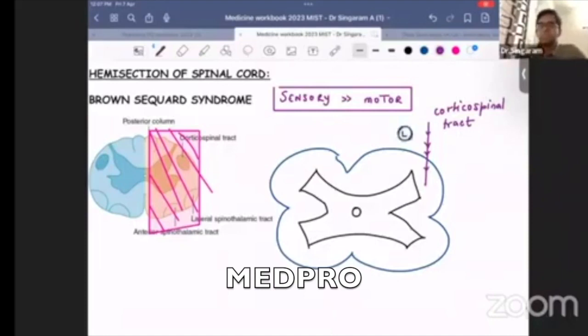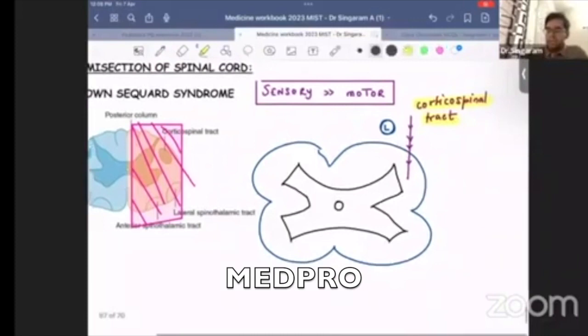Now, this corticospinal tract is carrying sensations for the left side of the body, not sensation, I'm sorry, it is carrying the motor supply. Is it to the same side of the body or to the opposite side? I'm talking about the corticospinal tract on the left side. Is it carrying the nerve supply to the left side of the body or to the right side? It is to the same side only.